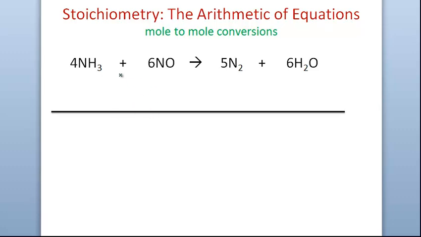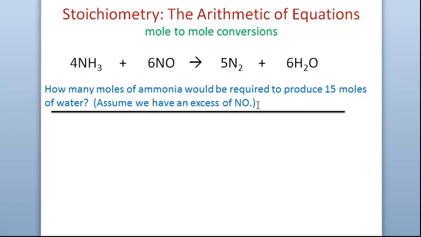Same chemical equation. This time the question is asking something a little different. Again, it's saying assume that we have an excess of nitrogen monoxide. Excess means you don't have to worry about being limited by this amount. And it says how many moles of ammonia would be required to produce 15 moles of water. So we're being told we want to generate a certain amount of a product of the reaction. How many moles of one of our reactants are we going to need?